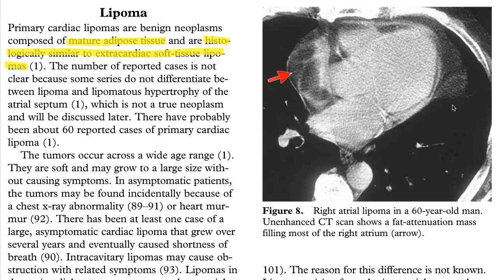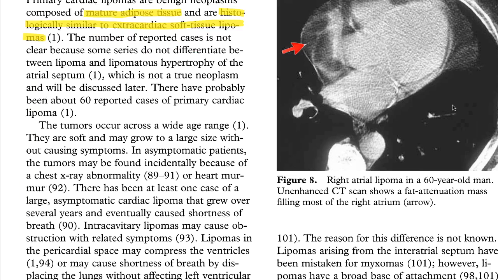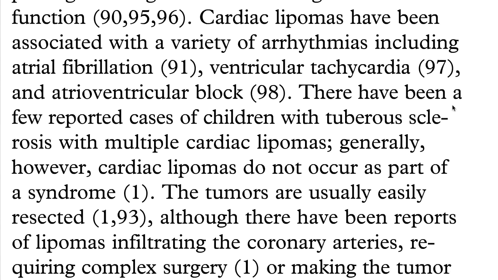So here's an example of one here affecting the right atrium. And notice the signal characteristics here. This is a CT, so the density is the same as mediastinal fat and subcutaneous fat. And that's going to control what we see on cardiac MRI.